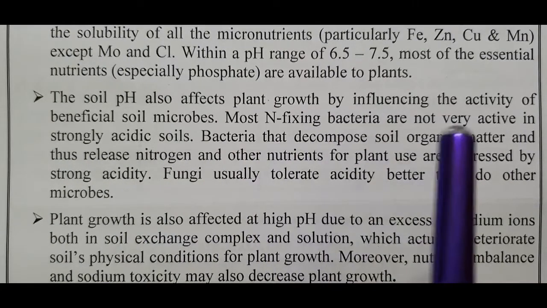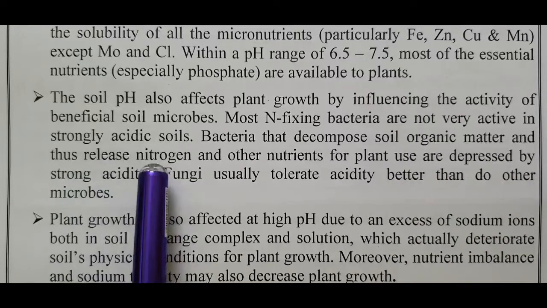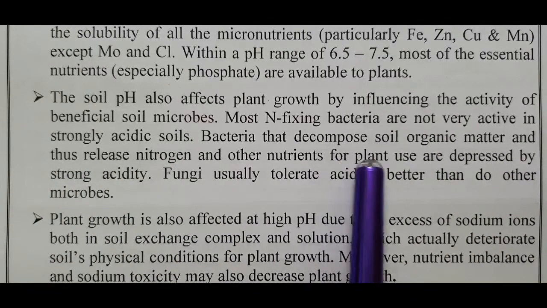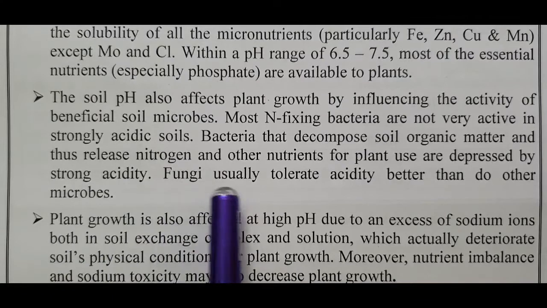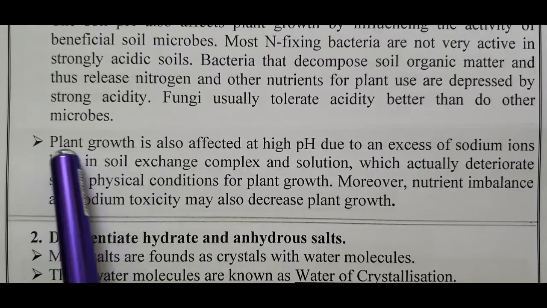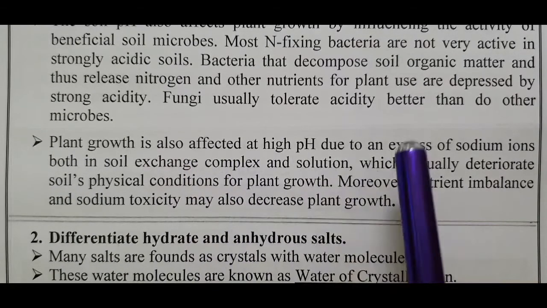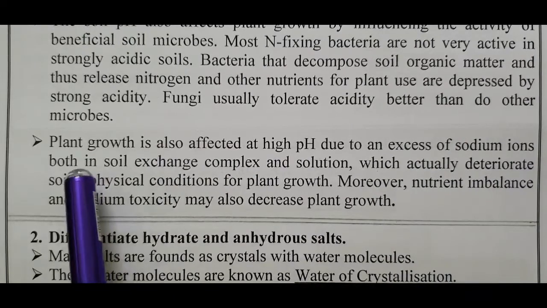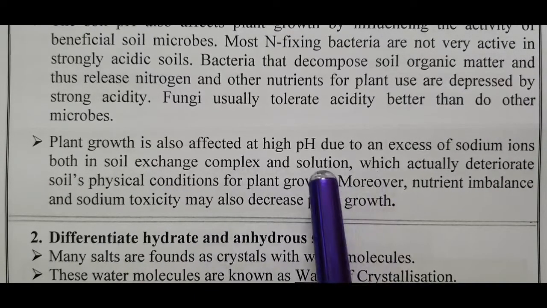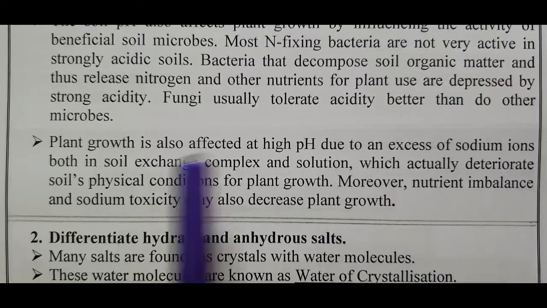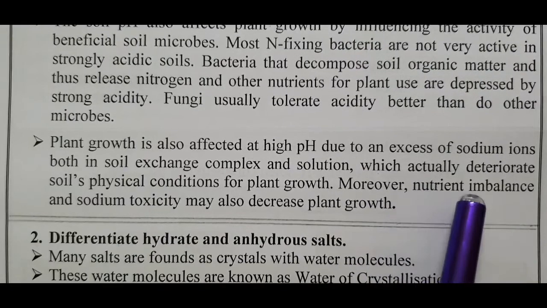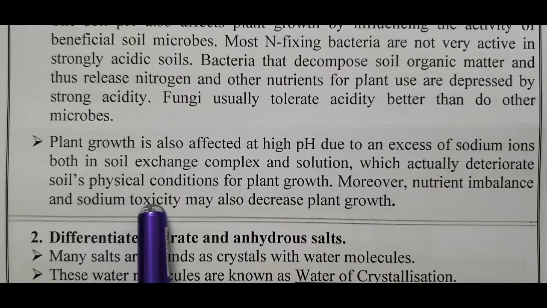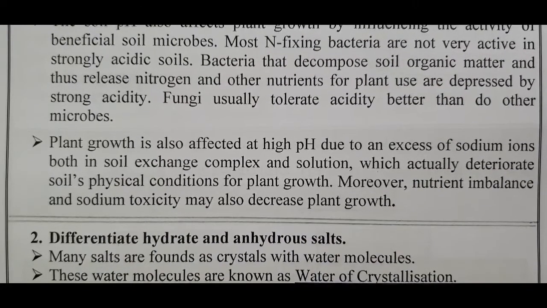Bacteria that decompose soil organic matter and thus release nitrogen and other nutrients for plant use are depressed by strong acidity. Fungi usually tolerate acidity better than do other microbes. Plant growth is also affected at high pH due to an excess of sodium ions, both in the soil exchange complex and solution, which actually deteriorate the soil's physical conditions for plant growth. Moreover, nutrient imbalance and sodium toxicity may also decrease plant growth.